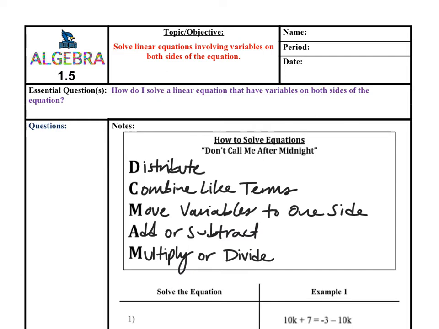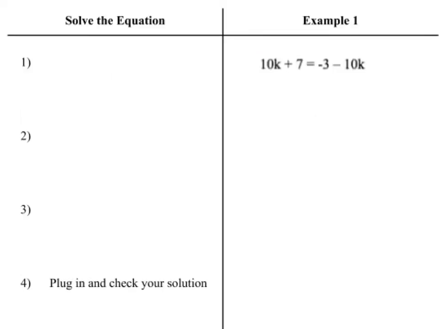Moving on to example 1. First thing we check, can I distribute? I don't see any parentheses, so no. Next, I check, can I combine like terms? I don't see any like terms on each side separately, so no. Now we check, do I need to move my variables to one side? Because we do not like it when we have variables on both sides. And the answer to this one today is yes. So first step, move variables to one side.